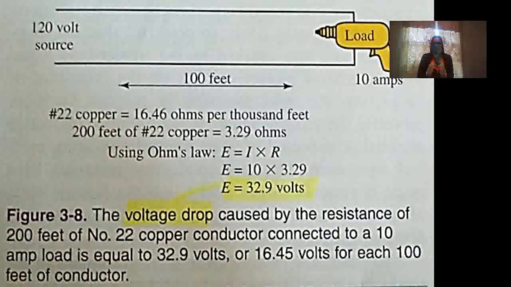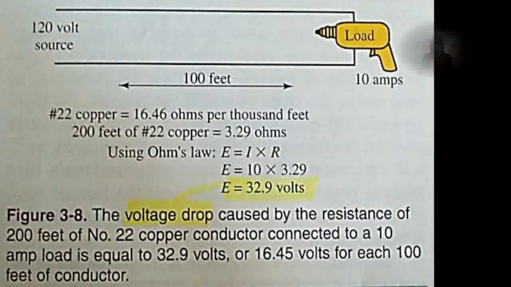In Figure 3-8, a 10 amp load is connected to a circuit using number 22 copper wire. The load is at a distance of 100 feet from the source. When the switch to the motor is closed, the motor will heat up internally because an insufficient voltage is being applied. The low voltage is a result of the voltage drop along the length of the conductor. The loss of voltage can be computed using Ohm's law.